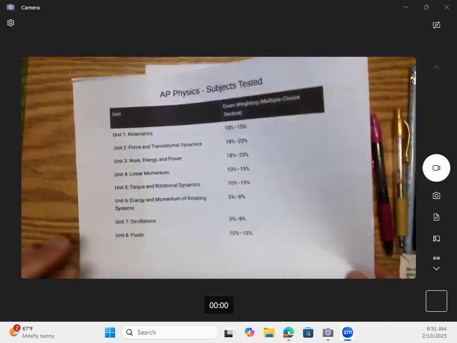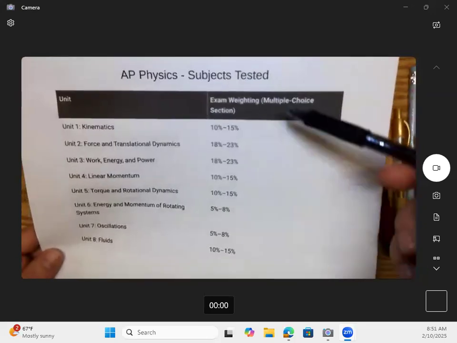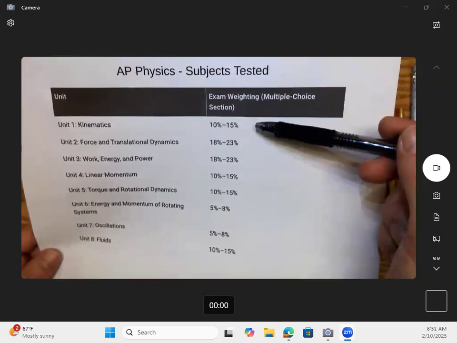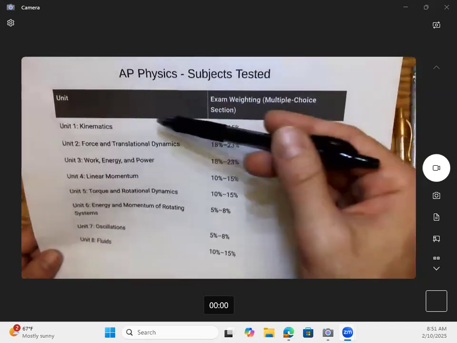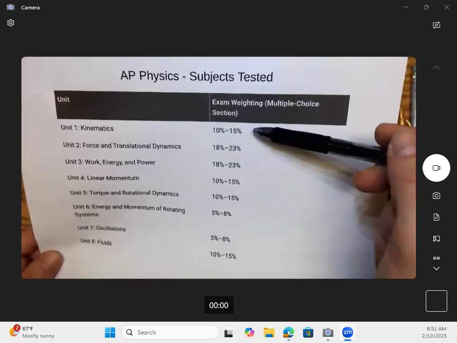I'll show this to you. So here it is. Unit 8, fluids. We're just finishing this one. Let's do a quick recap. What you see here is kinematic motion, which is linear motion and also projectiles. That covers 10 to 15% of the exam.